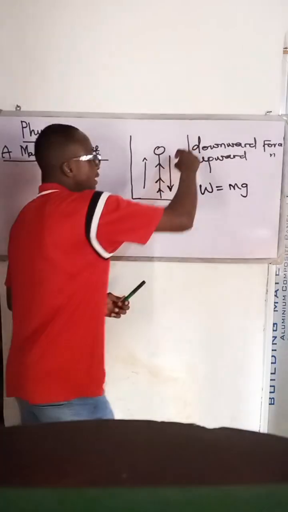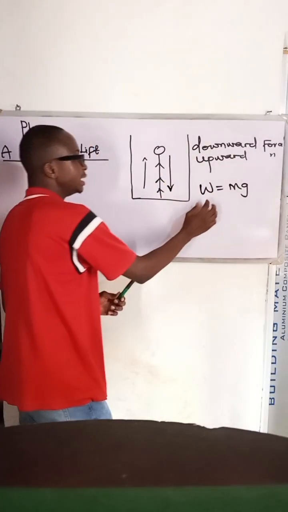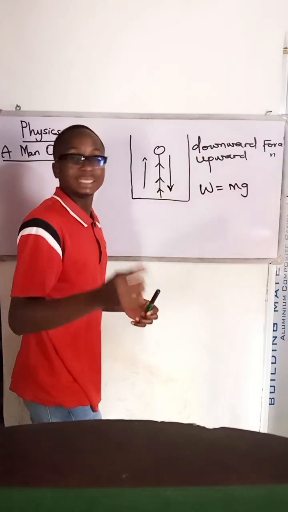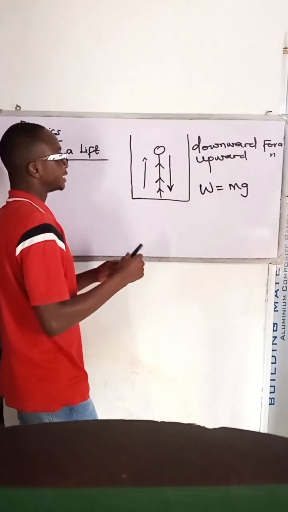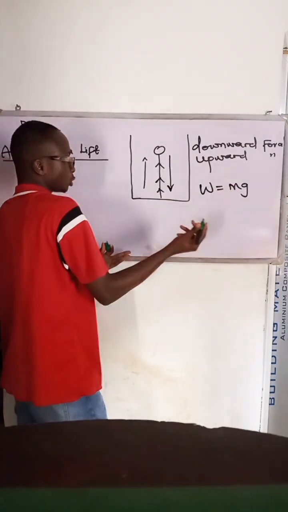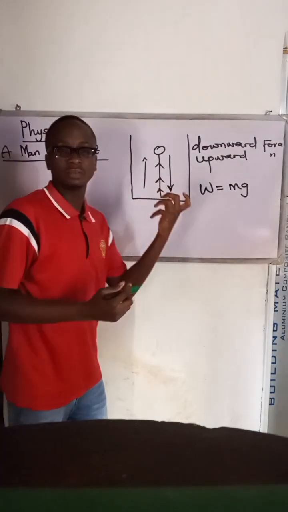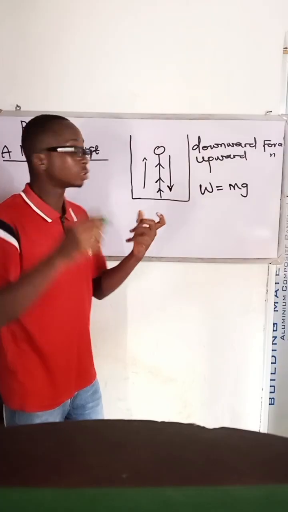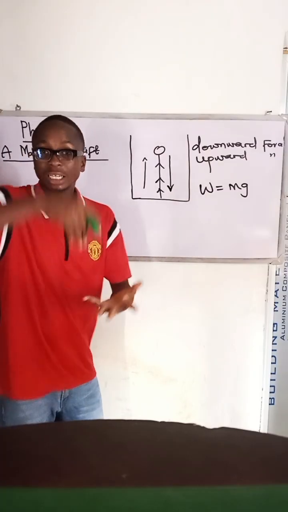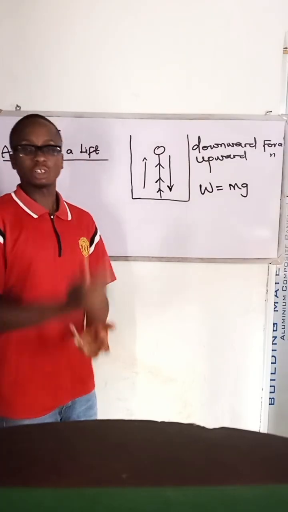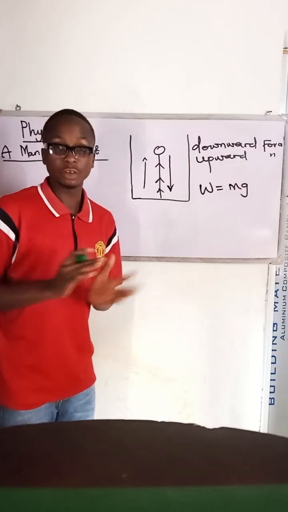Now, the downward force that this man experiences is his true weight. Then the upward force that he experiences is called the tension, or the reaction by the floor of the elevator. Please take note. These are the two forces he experiences: the downward force, which is his true weight, and the upward force, which we call the tension or the reaction.